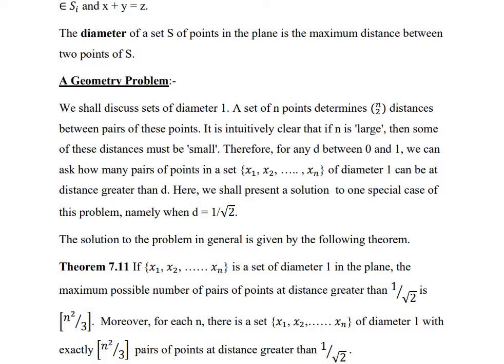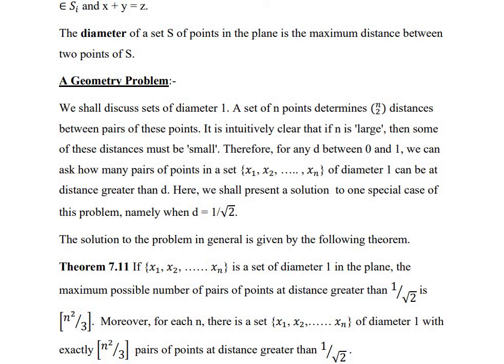A set of n points determines nC2 distances between pairs of these points. It is intuitively clear that if n is large, then some of these distances must be small. Therefore, for any d between 0 and 1, we can ask how many pairs of points in a set x1, x2, etc., xn of diameter 1 can be at distance greater than d. Here we shall present a solution to one special case of this problem, namely when d equals 1/√2. The solution to the problem in general is given by the following theorem.